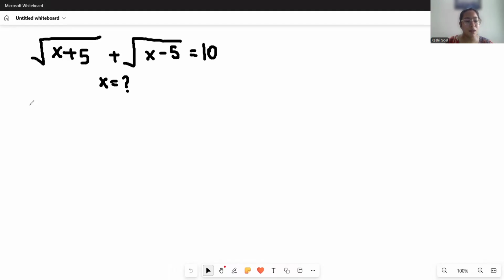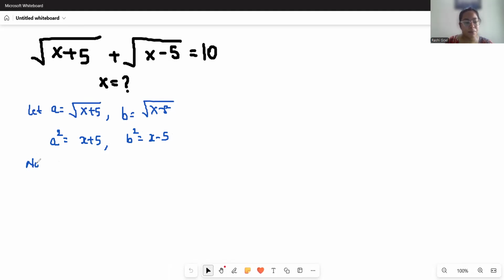So I'm assuming that the first is equal to a and the second is equal to b. If I do squaring, then a² is x+5 and b² is x−5. Now it becomes a + b = 10. I'm considering this as equation number 1.